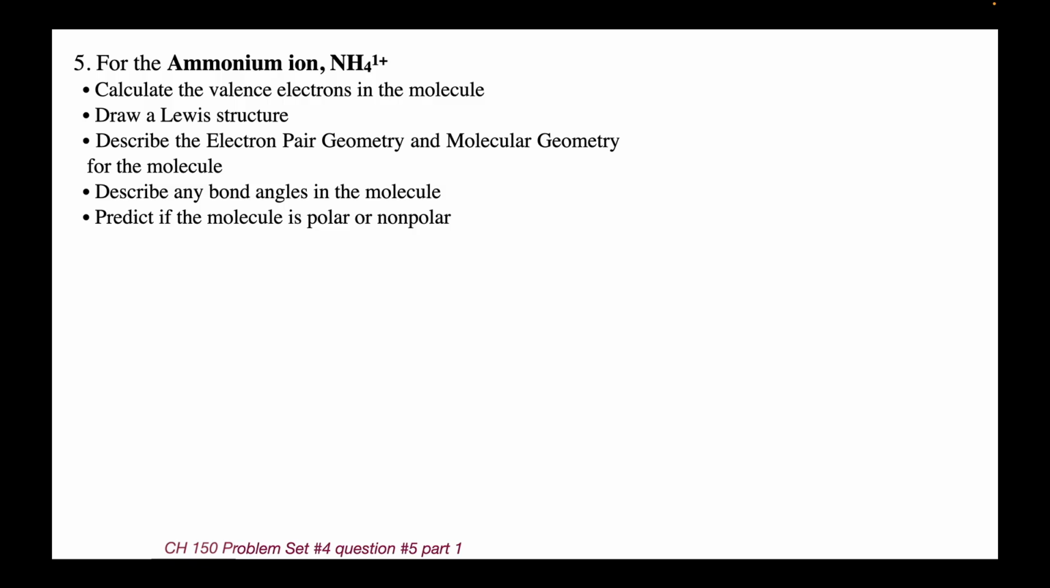So let's count valence electrons. Nitrogen is 5. Hydrogen is 1, and there's 4 of them. But here's the thing. Positive 1, which is what this thing is, means it's missing an electron. So I'm actually going to subtract an electron here. If it was a negative ion, like a -1, I would add an electron. But positive 1 means it's missing electrons, and that's what we're counting. So instead of 5 plus 4, 9 electrons, it has 5 plus 4 minus 1, 8 valence electrons, or if you divide that by 2, 4 pairs of electrons.